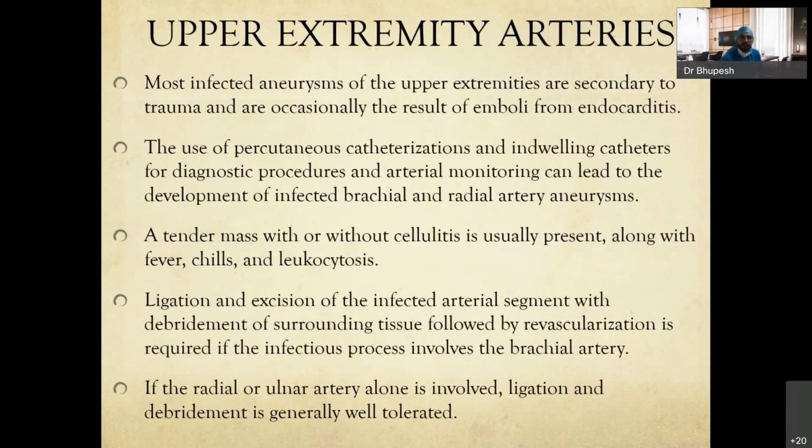Then we come to the most rare, the upper extremity artery aneurysms. Most infective aneurysms of the upper extremity are caused by trauma or occasionally result from emboli from endocarditis. The use of percutaneous catheterization and indwelling catheters for diagnostic procedures and arterial monitoring can lead to the development of infective brachial and radial artery aneurysms. A tender mass with or without salivary is usually present along with fever, chills, and leukocytosis.